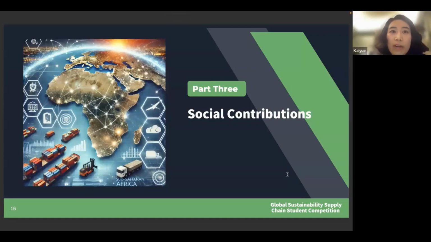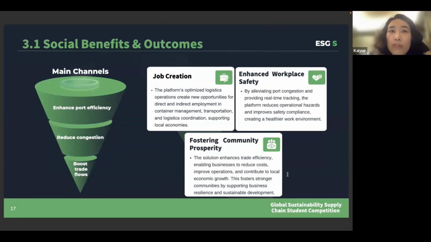Okay, next we talk about the social contributions. With the platform, we expect 3 social benefits. Firstly, by improving logistic operations, we create more jobs in container management, transportation, and logistic coordination, which leads to increased trade. Then it improves workplace safety for workers on site. Finally, with more trade, we can create more business opportunities for the local community.